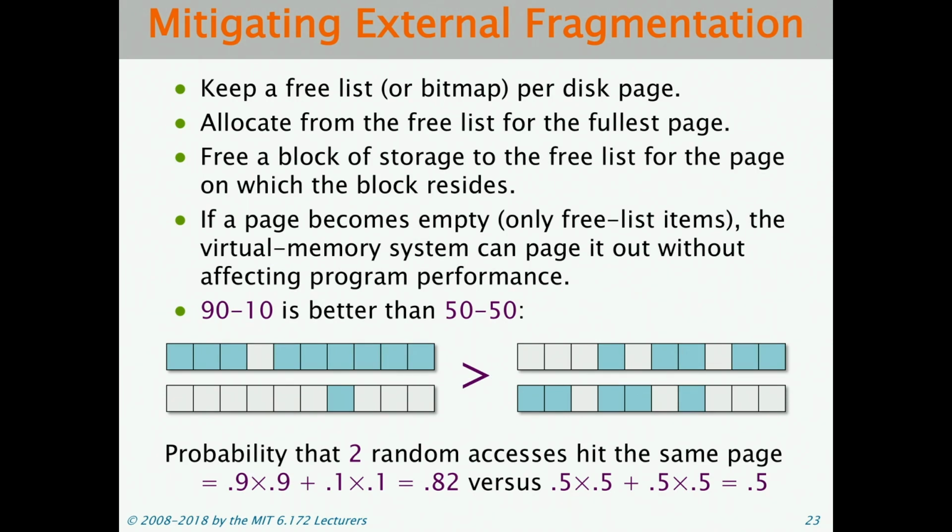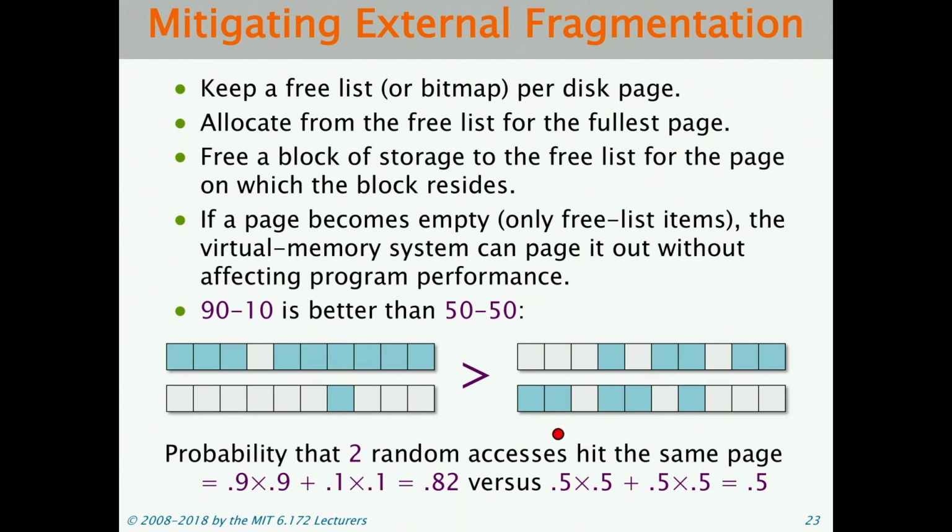So here I have two cases. In the first case, I have 90% of my blocks on one page and 10% of the blocks on the other page. In the second case, I have half of my blocks on one page and half on the other page. Now let's look at the probability that two random accesses will hit the same page. Let's assume that all of the random accesses are going to go to one of the two pages. In the first case, the probability that both of the accesses hit the first page is going to be 0.9 times 0.9. And the probability that they both hit the second page is 0.1 times 0.1. If you sum this up, you get 0.82. That's the probability that both of the random accesses are going to hit the same page.